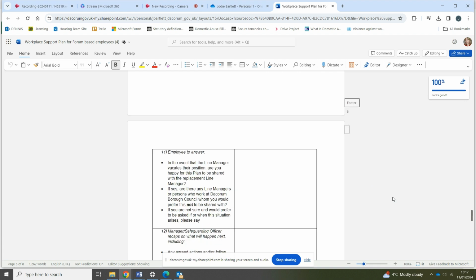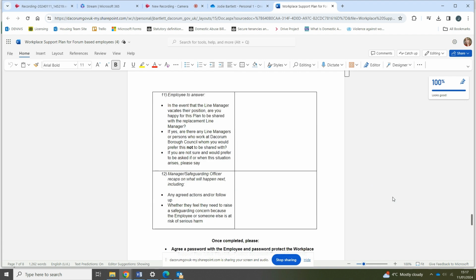And again, with future proofing, to think about whether the line manager that they've disclosed to vacates their position, we really want to see if the employee would be happy for this information to be automatically shared with the replacement line manager. Again, it may be that they don't know at this time, and if there is enough forewarning or we know that the line manager is vacating or moving into another post, then there may be an opportunity to speak to the employee ahead of that and see what their preferences are at that time.